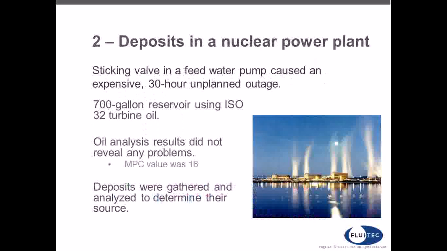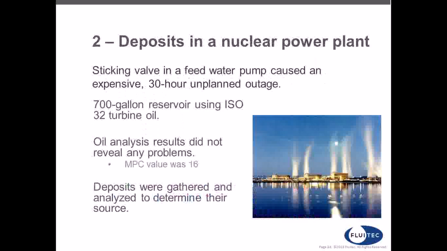The interesting thing is that this particular plant has a phenomenal condition monitoring program. They were doing some very good tests every month, and the varnish potential test, the membrane patch colorimetry value, was at a 16. Typically, anything below 16 would be classified, certainly in this application, as normal and would not be cause for concern. And so we gathered some deposits and tried to identify what actually could have caused this.